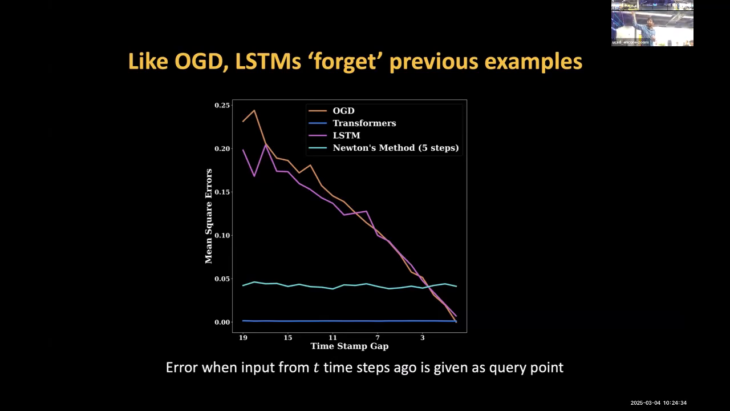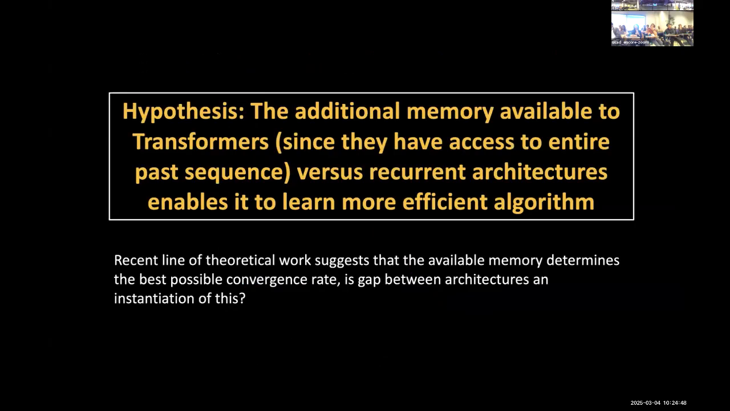In contrast, for a transformer, if you give an example which it already saw in this particular sequence, it gets a very small error. It seems like these recurrent models, because they're processing things one by one, are forgetting previous examples. And maybe it's because these transformers have the entire context available to them. This additional memory maybe helps them implement and learn a more efficient algorithm, because work in theory also suggests that having more memory lets you get faster convergence.